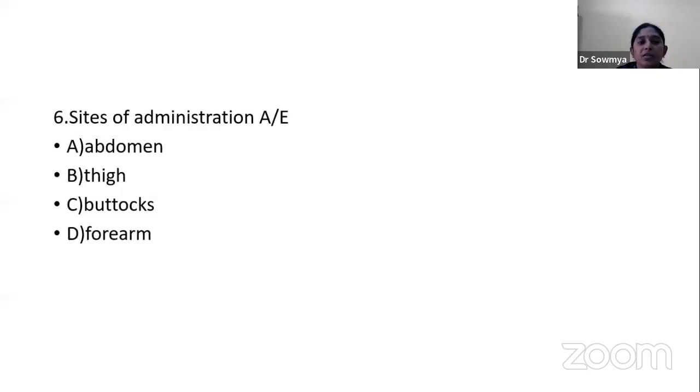So next question is, what are the sites of administration of insulin? So where do we have to administer? All except. The options are abdomen, thigh, buttocks, forearm. So what is the exception to the sites of administration? Most of the answers are coming as C, D. Majority are C. Some are saying D. Commonly it is given in the abdomen and thigh, so there's no doubt about those. So Sowmya, what is the answer for this?